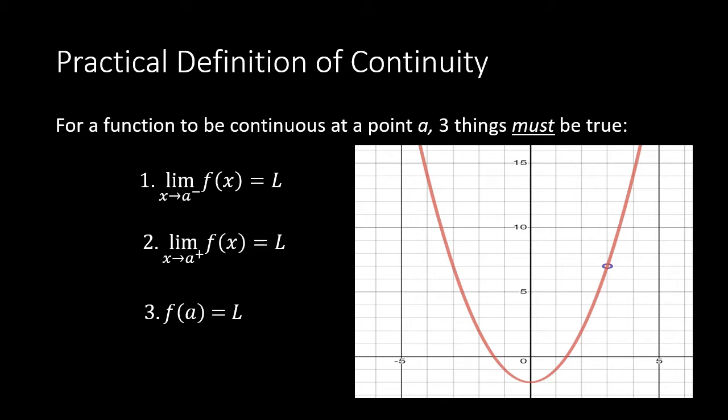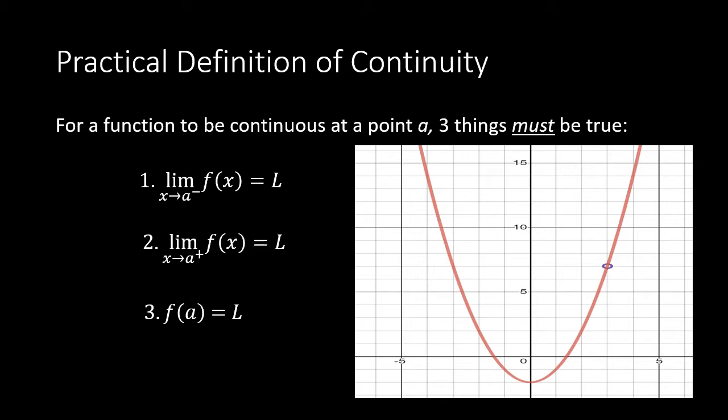And remember, a is an x value. And lastly, the third condition, f of a equals L. That means that there must be a closed dot at the same y value that the limits approach.